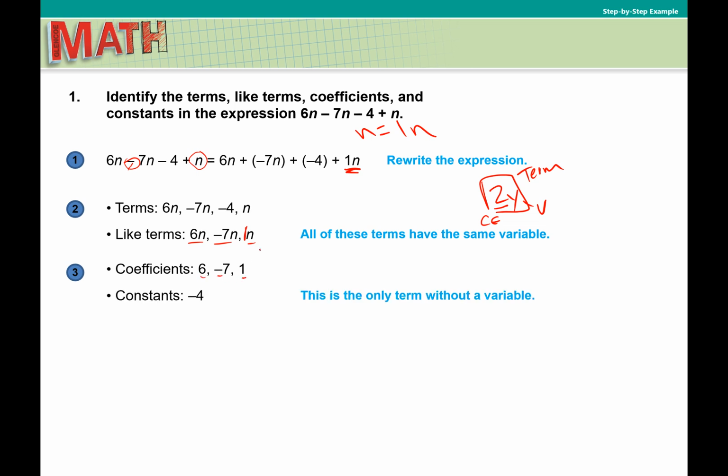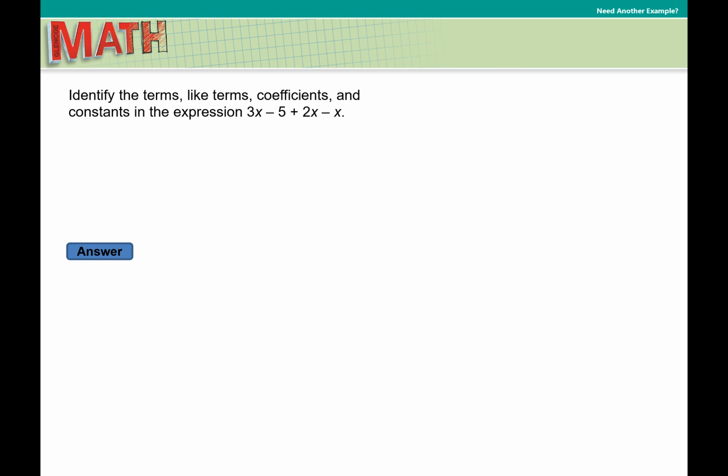Okay. And then a constant is any term that does not have a variable with it. So if it's not variating, that means that it's constant. So if it doesn't have a variable, then that makes it a constant. So the only constant that we have in this particular expression is negative 4. That's the only term there without a variable. Okay, so we've identified the terms, we've identified like terms, we found the coefficients, and we found the constants. Go ahead and work this problem through, identify each of those same areas, and then check your answer when you're done.